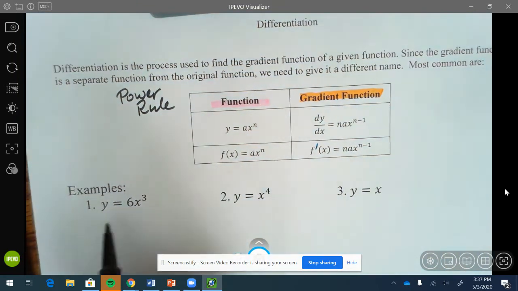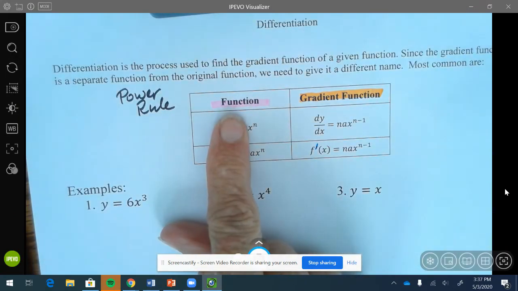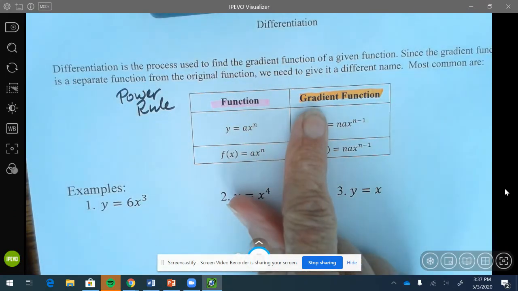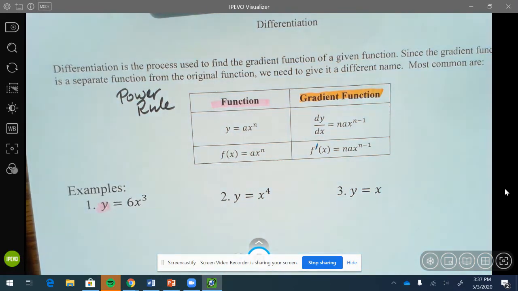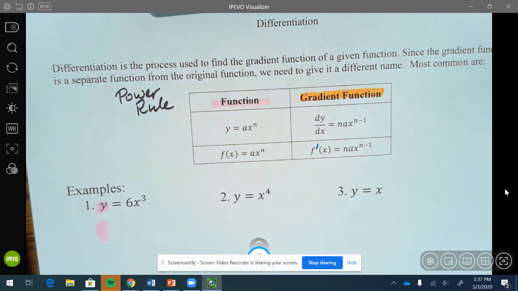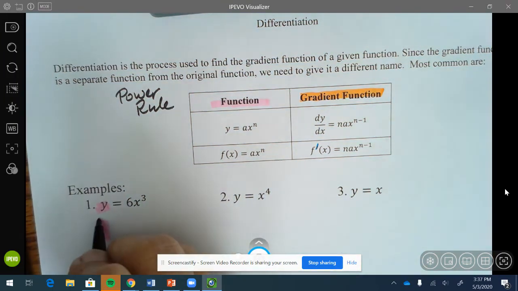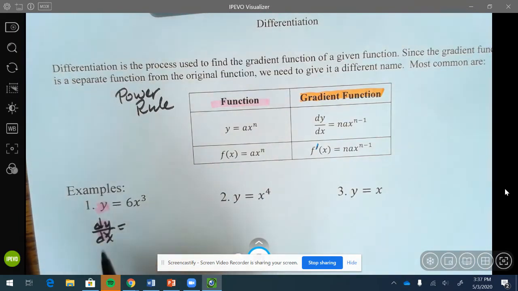My first example is y equals 6x to the third. That is my original function. So now I want to create my gradient function. So I'm doing a totally different function. As you can see, this original function is named y. You'll see more than one way to do it, but the most common way to name the gradient function is d of y over d of x. And this just means a change in y over change in x. What you've got to keep in mind is gradient means slope. So this formula here is saying it is a slope function.